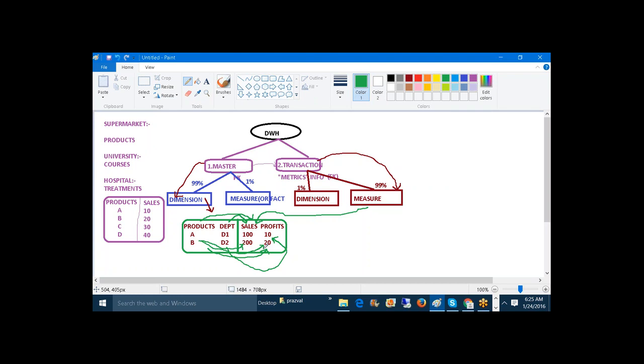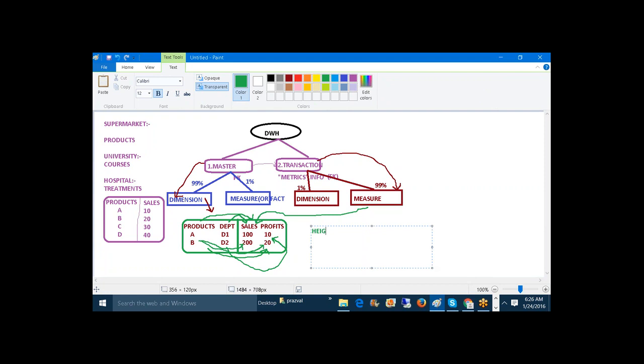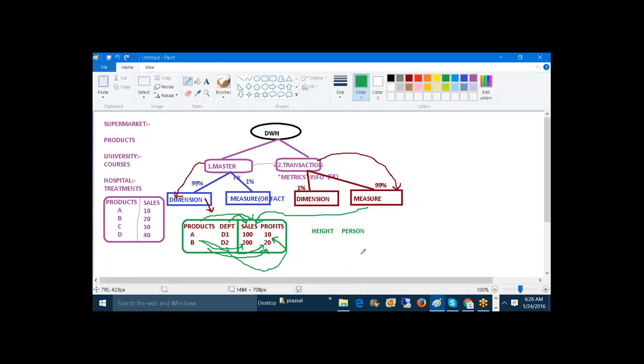Let's say, for example, you want to compare the heights of two persons. Here we are stressing two words: one is height and the next is person. Height is a number, a metric, and without the person the height cannot exist. So to compare the height of a person, we need both the height and the person. Let's say you have two persons, P1 and P2. Only with the person we cannot analyze anything.